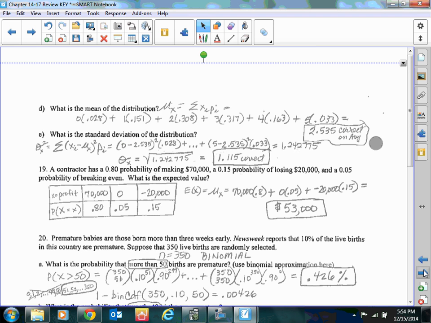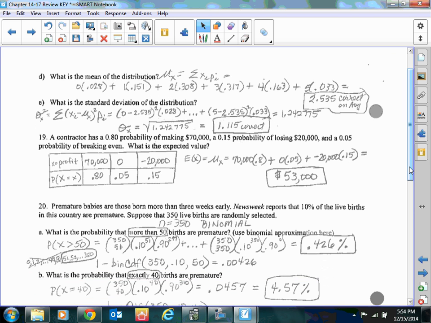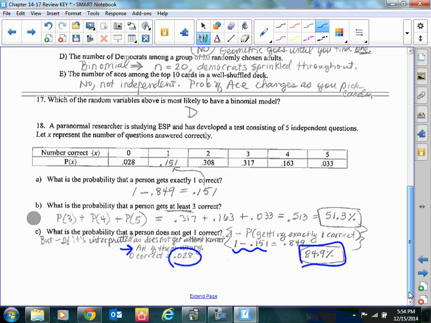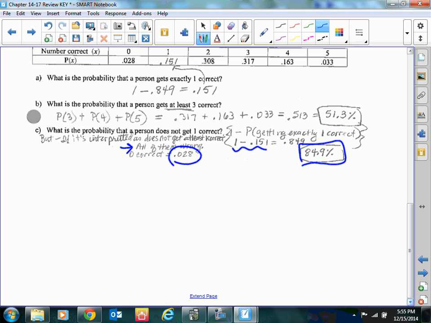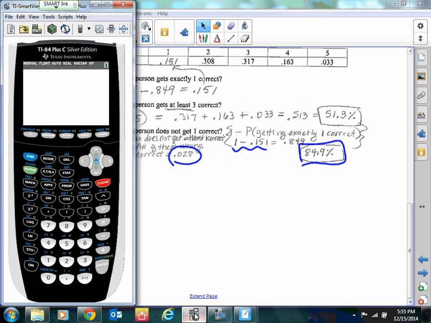All right, and D, what is the mean of the distribution? And the standard deviation. So that comes from that horrible, horrible formula, or you do that nifty trick where you put in list 1: 0, 1, 2, 3, 4, 5. List 2 is the probabilities that go with that. I'm going to pause for a second and put list 1 and list 2 into the stat edit of my calculator.